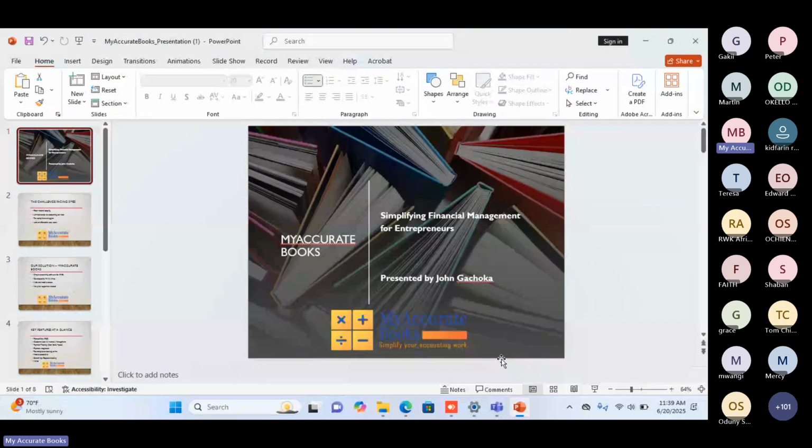So I know some of you may have heard about My Accurate Books. Some of you could be interacting with the system as it is. And some of you, it might be the first time that you're hearing about this wonderful application that is a game changer when it comes to simplifying your financial management as a business owner, as a handler or an accountant of a business, as a bookkeeper. Basically, someone who interacts with a business on a daily basis. And you might be asking, why do you need this system? And I have four issues to talk about.